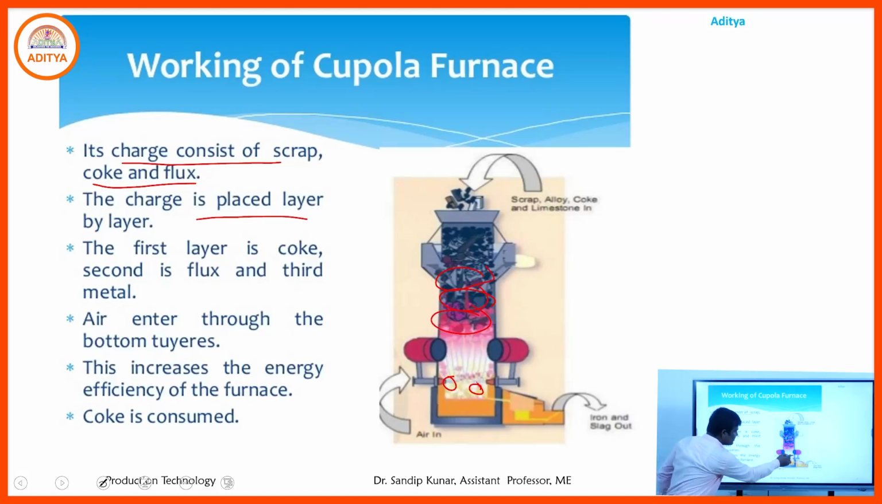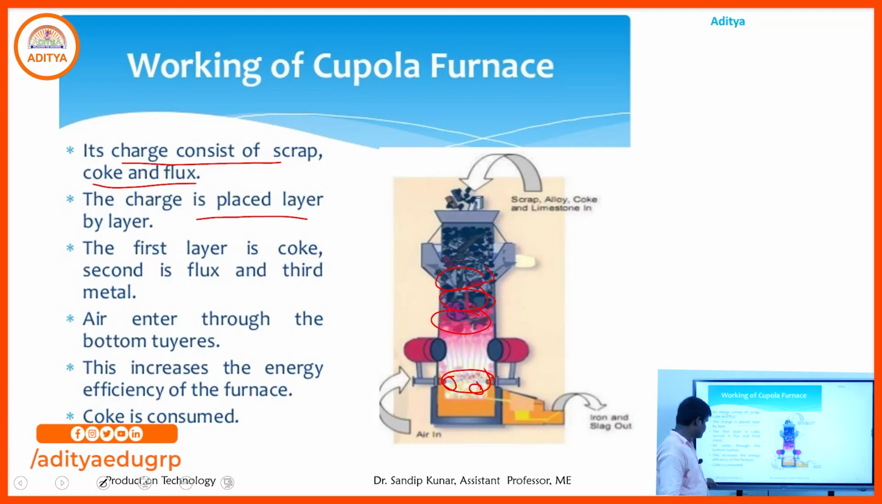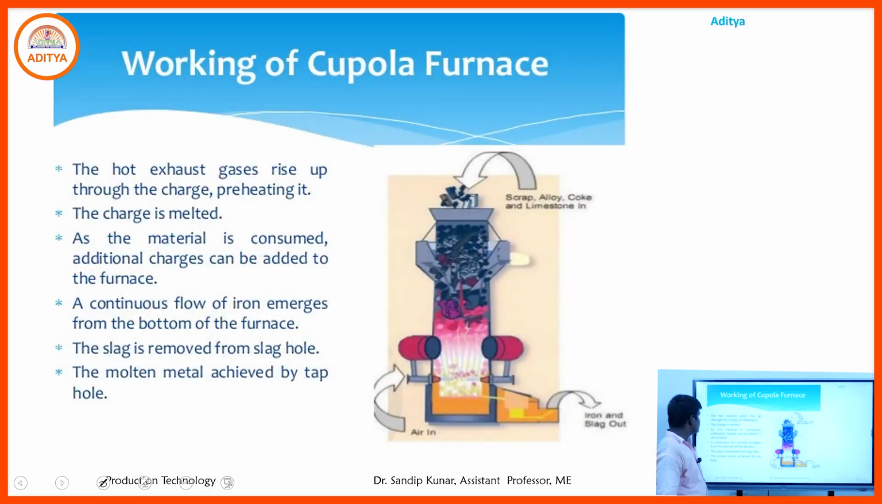Coke is already present in that zone. When oxygen comes, the coke is consumed; the burning of the coke starts with the help of oxygen. Due to the burning, step by step, the flux and metal start melting. Hot exhaust gases rise up. With the burning comes the melting, and the molten metal comes down to the bottom.